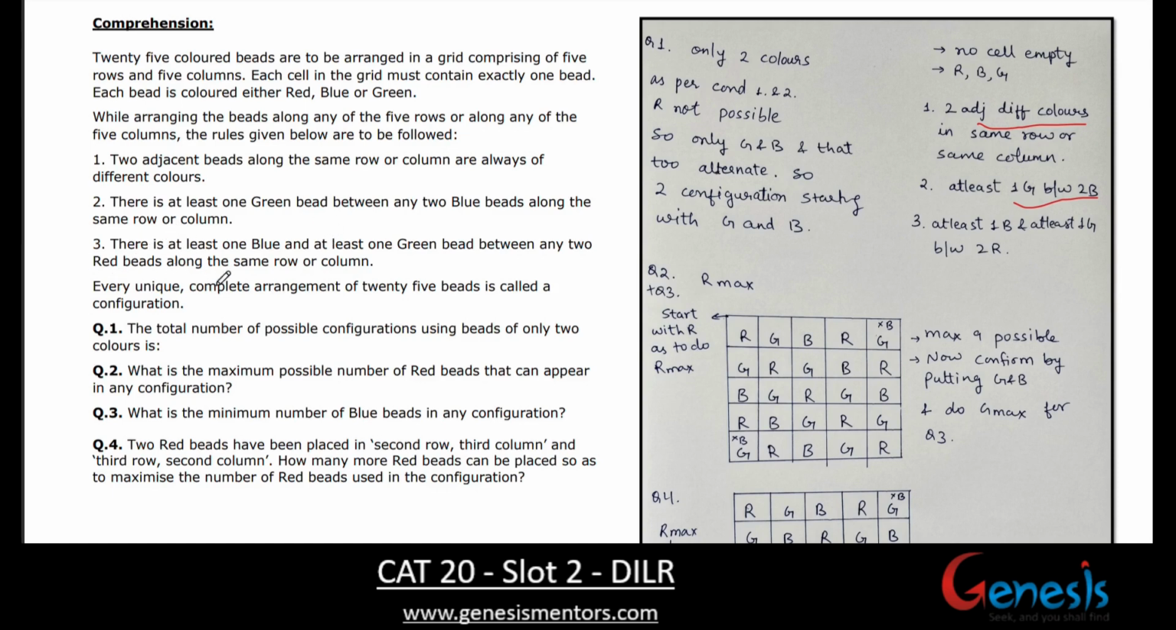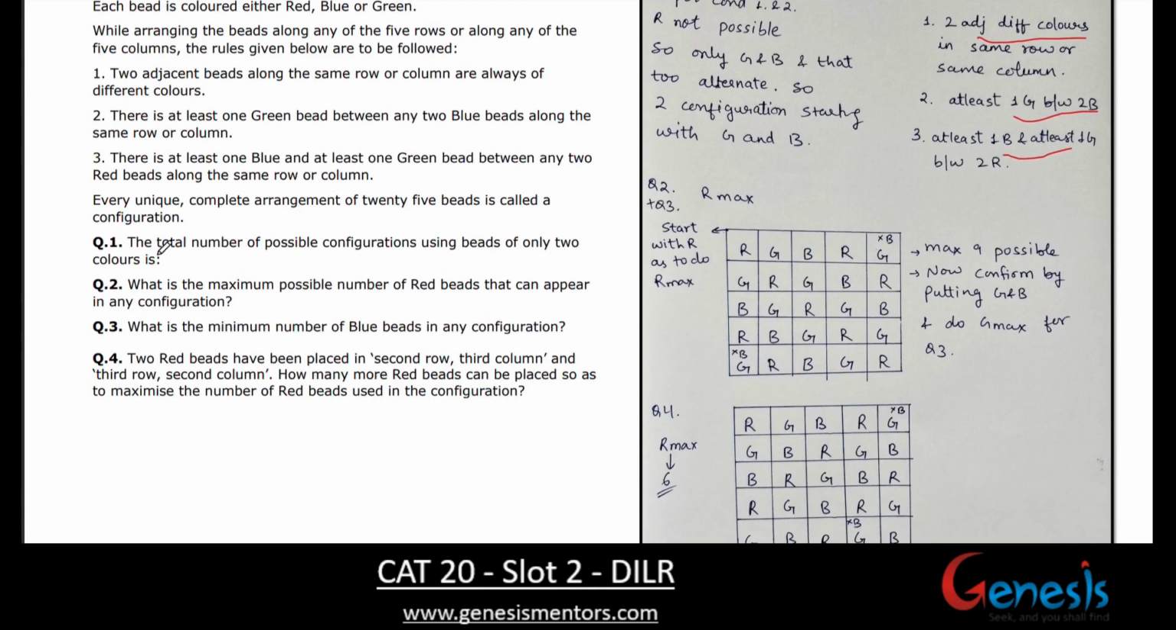There is at least one blue and at least one green bead between any two red beads along the same row or column. So again at least one blue and at least one green होना चाहिए between two red. कम से कम एक blue और कम से कम एक green होना चाहिए between two red. Right? These are the conditions.